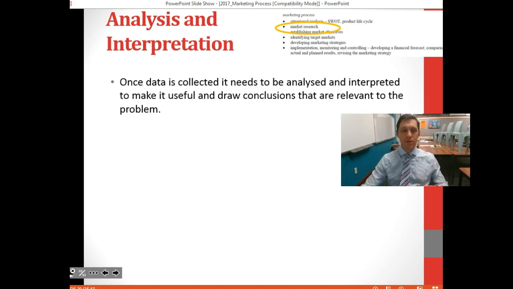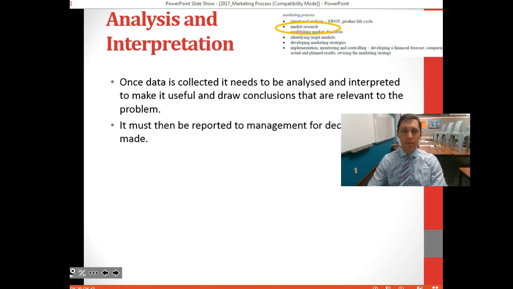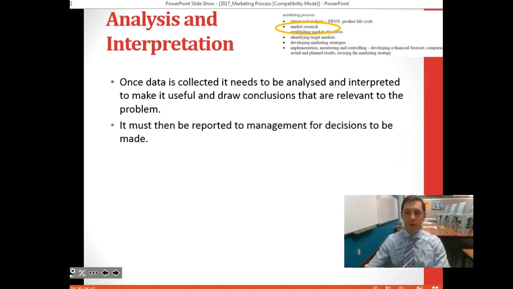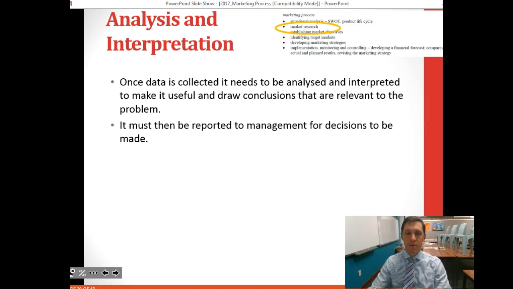Once that data is collected, it's imperative that it is analysed and interpreted. There's no point collecting that data if some inferences aren't made from that particular information. And then that needs to be reported to management for decisions that need to be made.